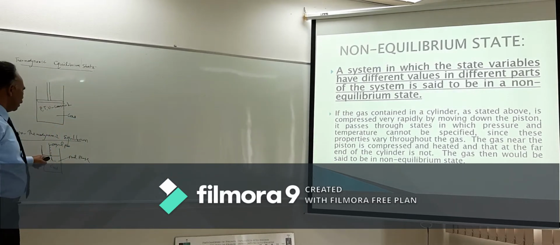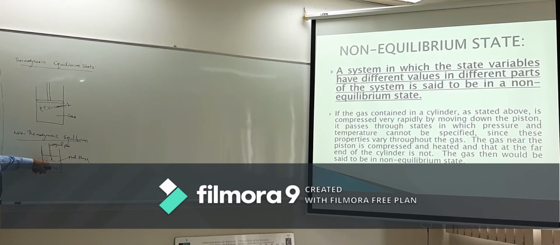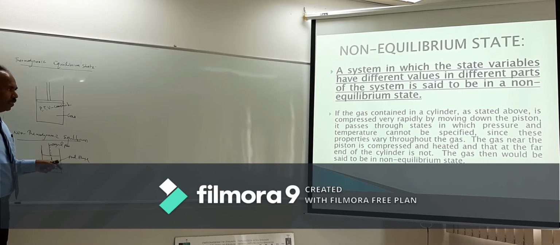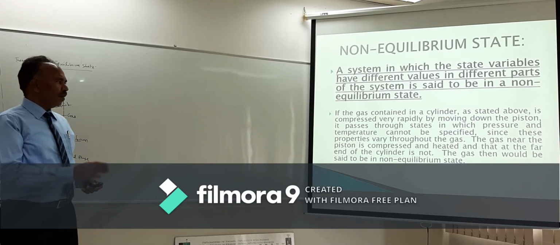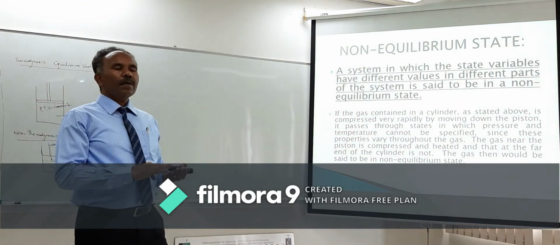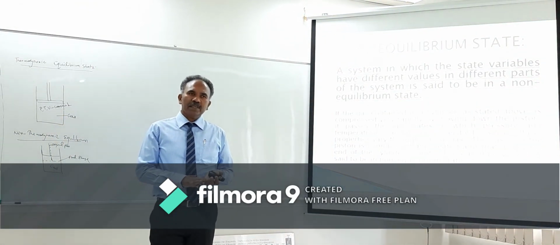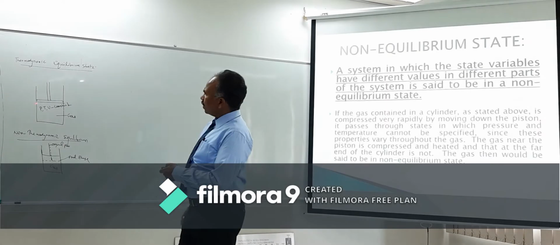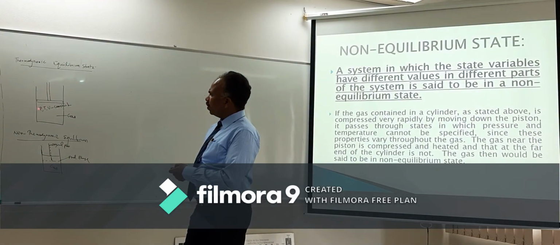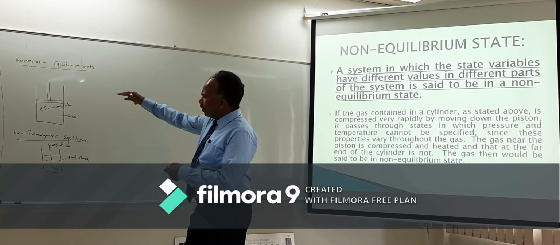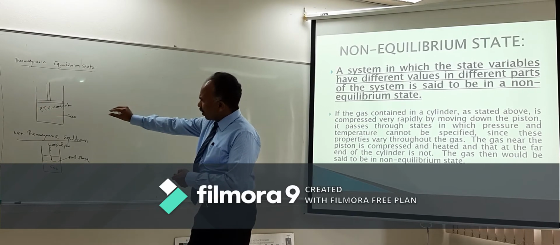So the gas near the piston is compressed and heated, and that at the far end of the cylinder is not. Then we can say it's a non-equilibrium state. So what is the main difference between equilibrium and non-equilibrium states? In equilibrium state, the piston is not moving, so the pressure, temperature, volume are constant. Even if the piston moves slowly, they can be constant.